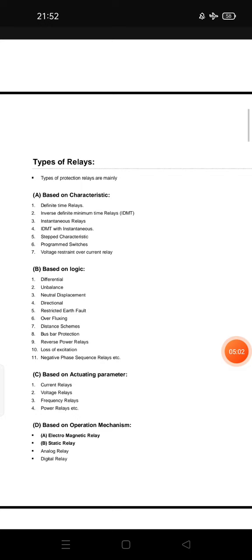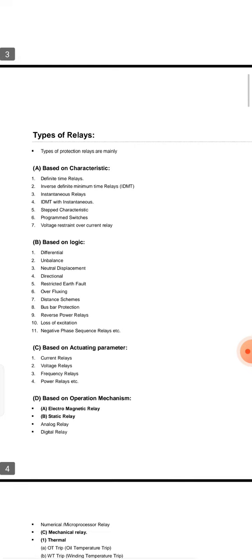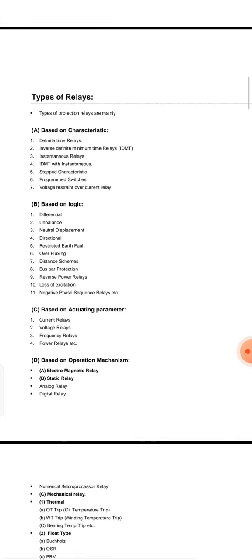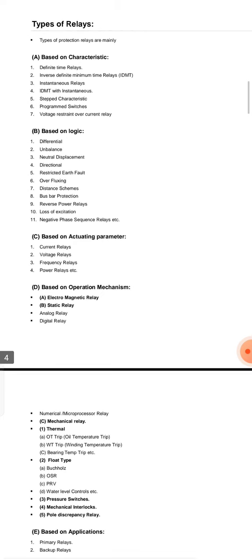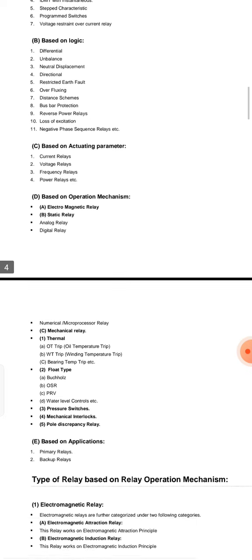Types of relay based on characteristics: definite time relay, inverse definite minimum time relay, instantaneous relays, IDMT with instantaneous stepped characteristics, programme switches, voltage restraint over current relay, differential, unbalanced, neutral displacement, directional, restricted earth faults, overfluxing, distance schemes, bus bar protection, loss of excitation. Based on actuating parameters: current relays, voltage relays, frequency relays, power relays. Based on operation mechanism: electromagnetic relays and static relays, analog relay, digital relay, and mechanical relay such as float relay, pressure switches and mechanism interlocks, pole frequency relays.